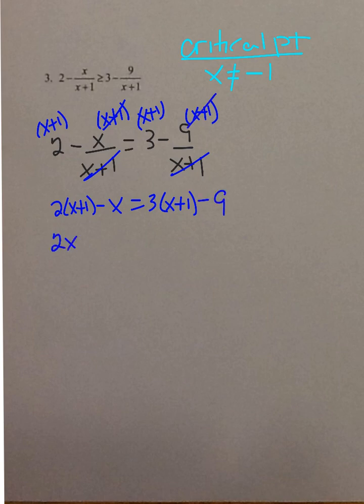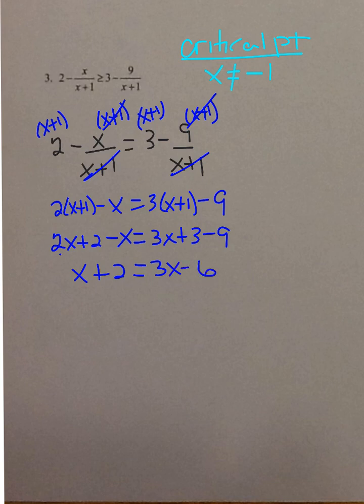Distribute, I get 2x plus 2 minus x equals 3x plus 3 minus 9. So 2x minus x is x plus 2 equals 3x. 3 minus 9 is negative 6. Minus x from both sides, I get 2x. Add 6, I get 8. Divide by 2, I get 4.